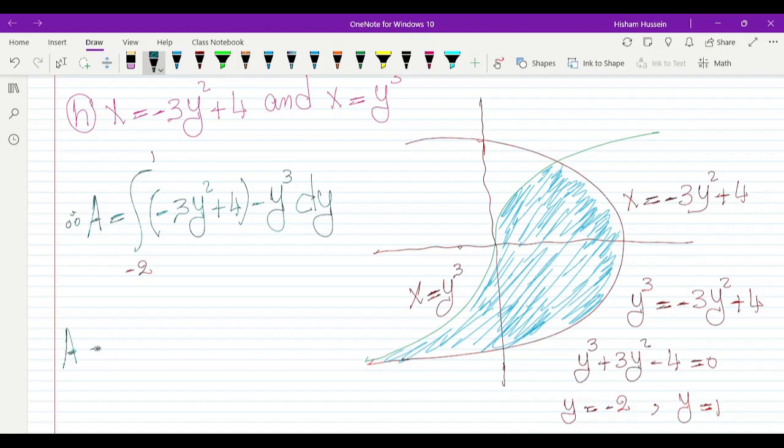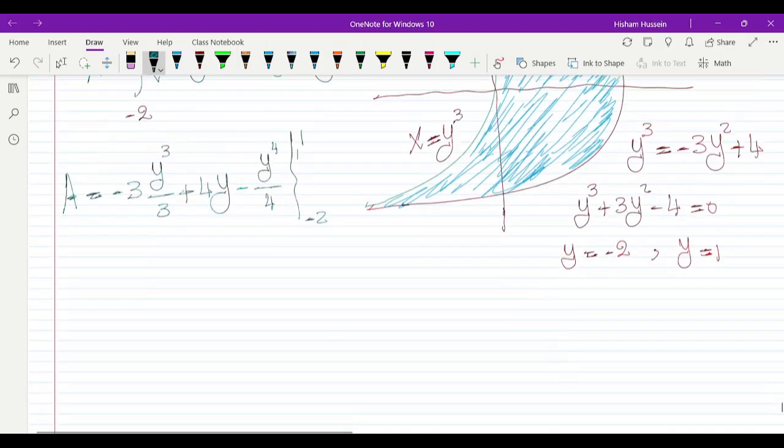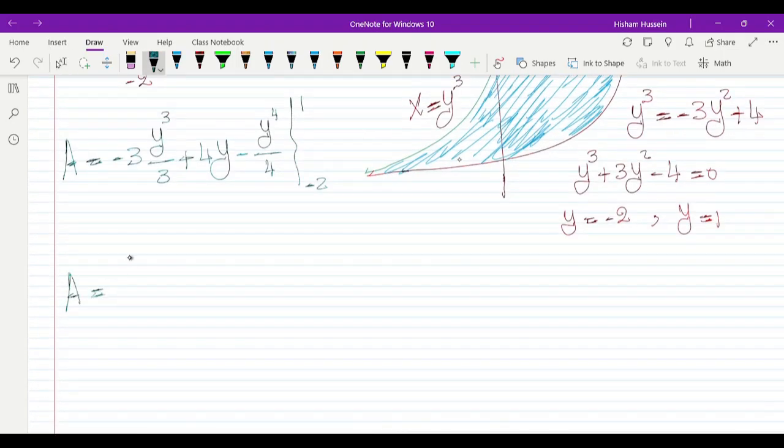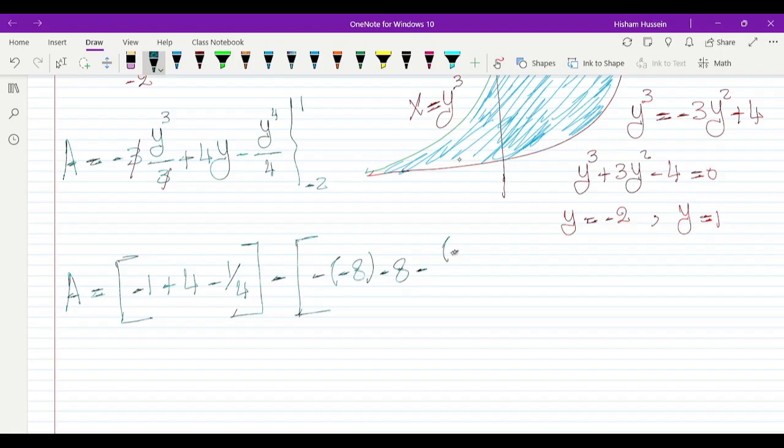Now, the area will be negative 3y to the power 3 divided by 3, plus 4y, minus y to the power 4 divided by 4, with the limits from negative 2 to 1. The upper minus the lower: substitute with the upper minus substitute with the lower. This equals, I think it's clear that we can cancel 3 and 3, negative 1 plus 4 minus 1 over 4 for the substitution with the upper, minus the substitution with the lower, which is negative 8, sorry, negative 8 minus 8 minus negative 2 to the power 4, which is 16 divided by 4. Then you can compute the final answer.